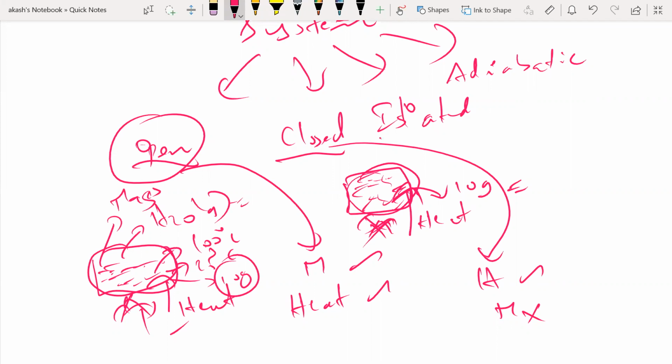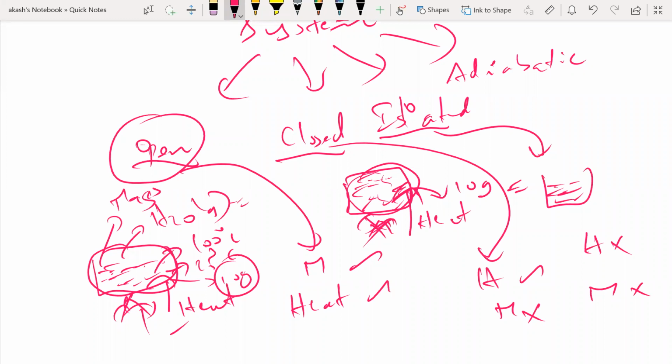Now, the next one is what is called your isolated system. An isolated system is where, say, we have a tumbler of water, and we are just doing nothing to it. We are just keeping it. So what are you seeing here? You are seeing that heat transfer will not happen and mass transfer will not happen, because we are not doing any heating process as such. Nothing we are doing to it.